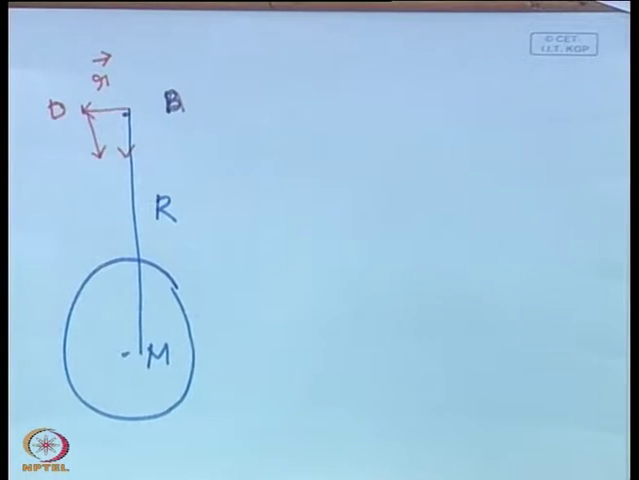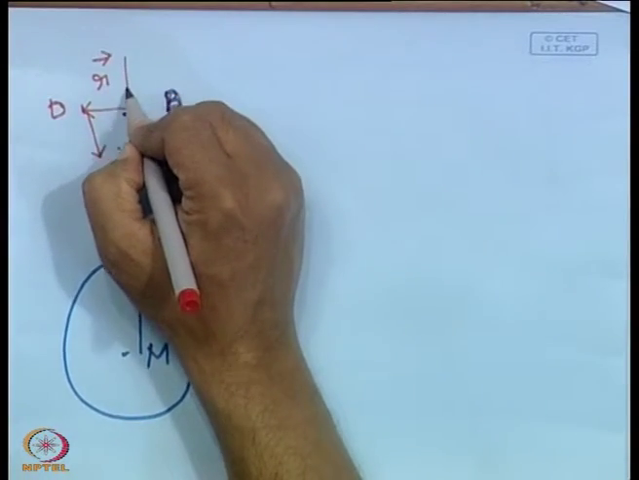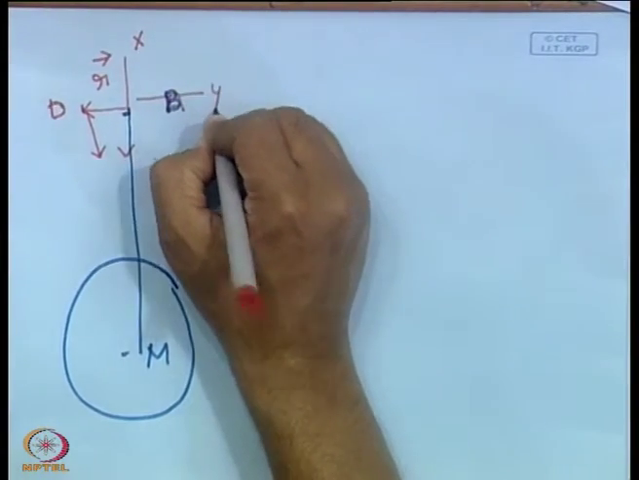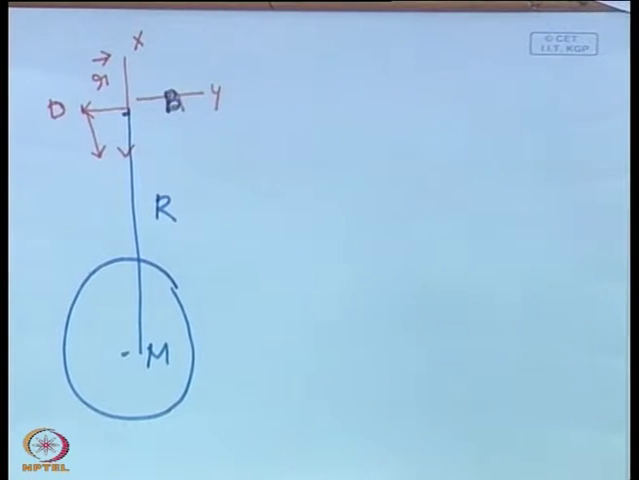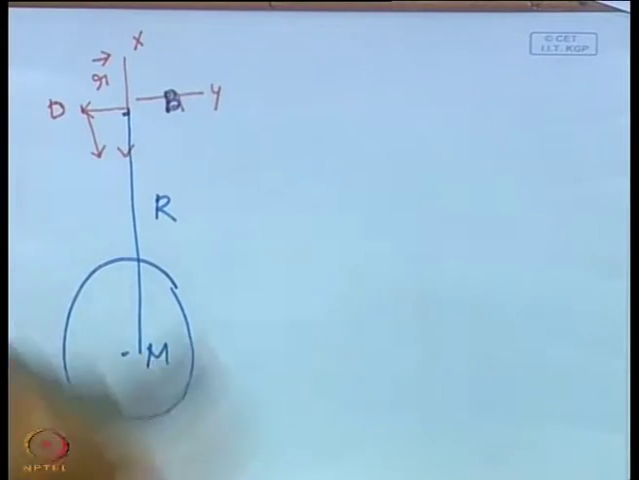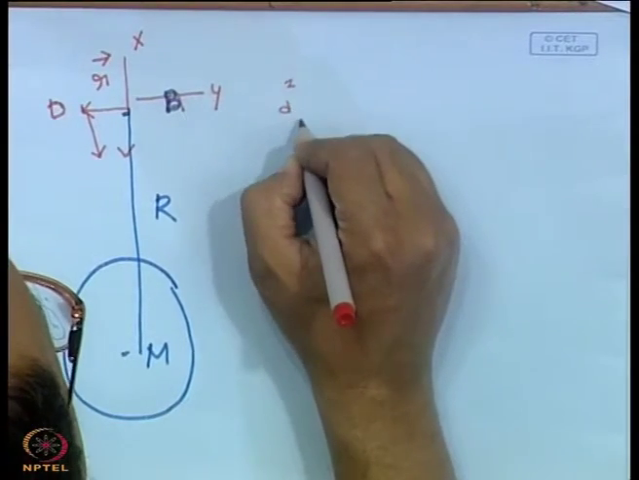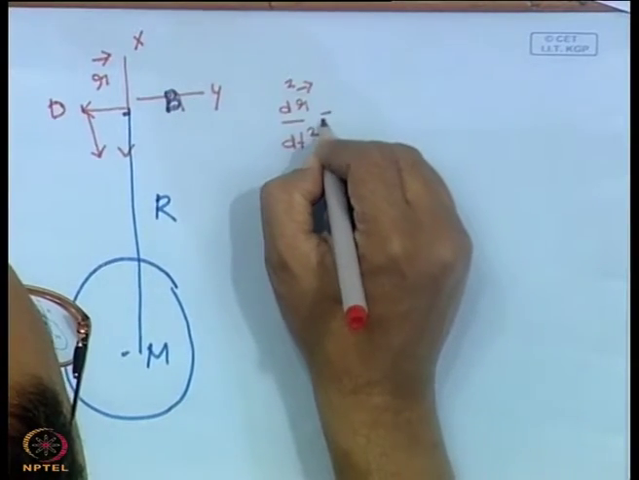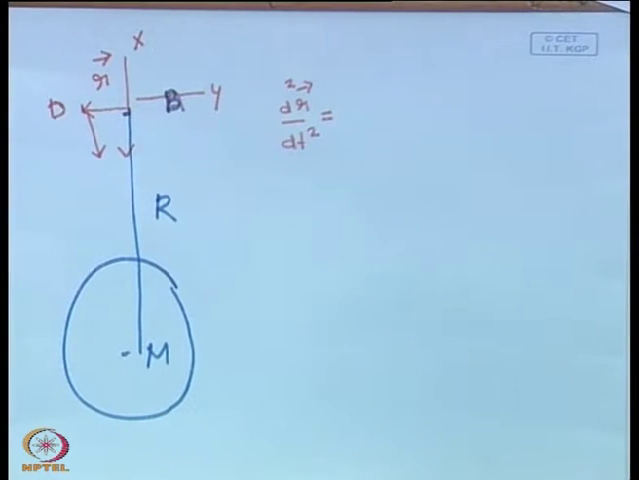Okay. And if I call this direction x and this direction y, then the acceleration of d will be, so it will have two components.